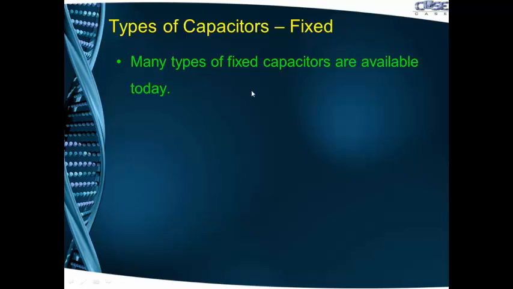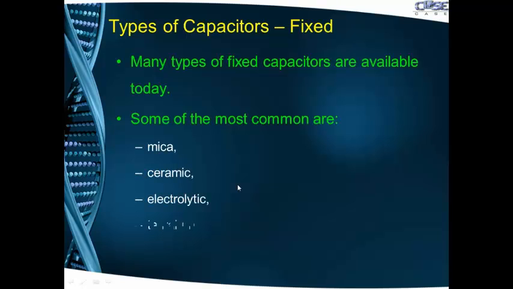Many types of fixed capacitors are available today. Some of the most common capacitors are made with these materials: mica, ceramic, electrolytic, tantalum, and polyester film capacitors. So these types of capacitors that we will see in the next slides are available in the market, and these are the materials by which these capacitors are formed.